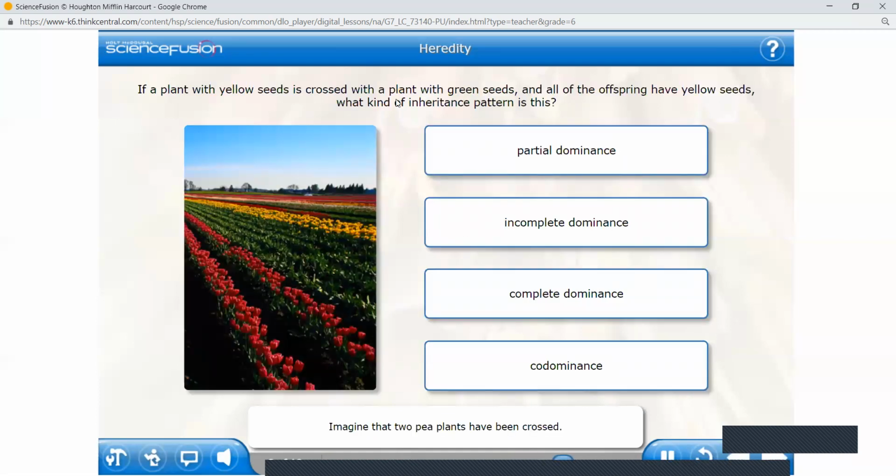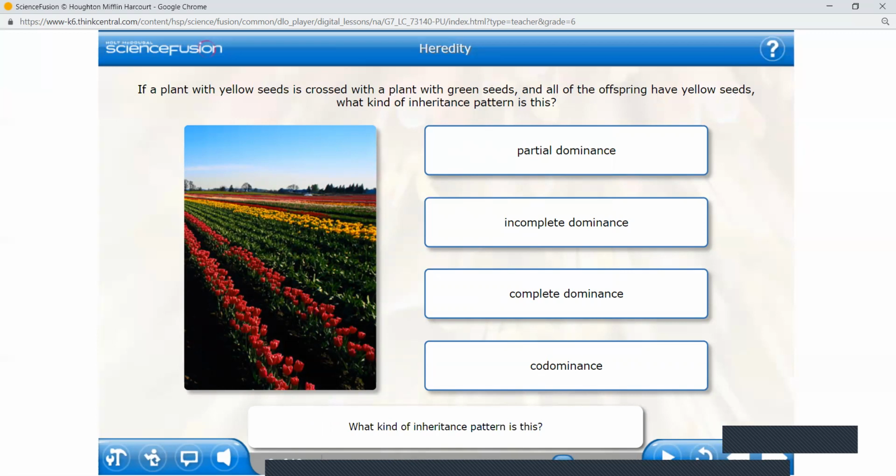Imagine that two pea plants have been crossed. One pea plant has yellow seeds, the other has green seeds. All of the offspring from these two plants have yellow seeds. What kind of inheritance pattern is this? Do you call it complete dominance, incomplete dominance, codominance, or partial? All of them have yellow.